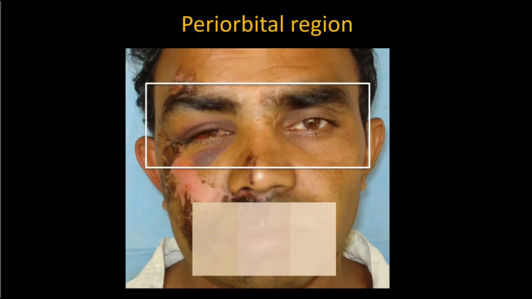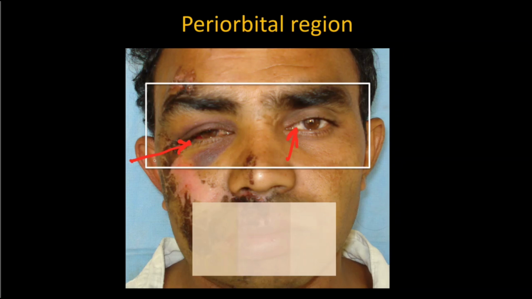Now in this particular patient, note the position of the subconjunctival hemorrhage. Now when subconjunctival hemorrhage is present on the lateral side, it is suggestive of fracture of the zygomatic maxillary complex or the lateral orbital wall. But if we have a subconjunctival hemorrhage on the medial side, then it is more likely to be suggestive of nasal fracture and naso-orbito-ethmoidal complex.